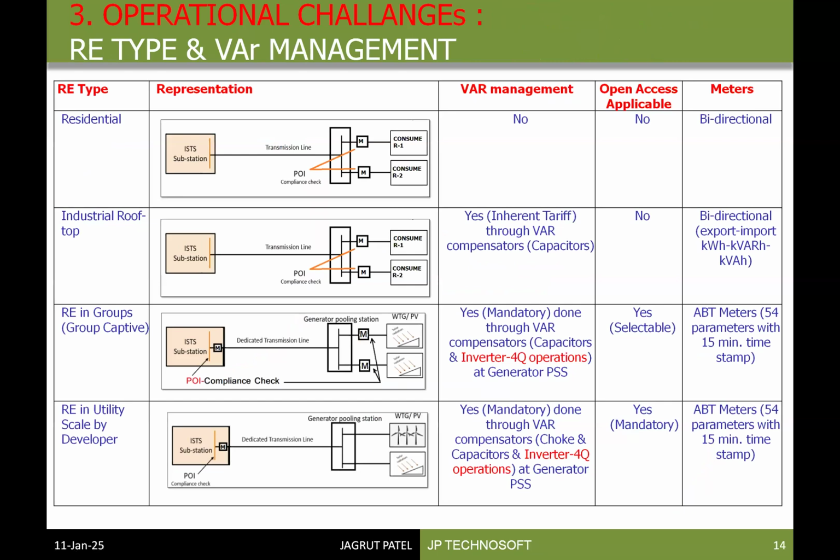Now, different RE types and their VAR management, reactive energy management. For residential, this is not applicable, as we discussed. For industrial rooftop, see, this is the mechanism. This is a grid substation, transmission line, and existing consumers are there. Industrial consumers have solar installed on their roof, so the meter is placed at their end only. They have to maintain reactive power consumption. As per the conventional method, it is usually maintained by putting up capacitors at their end. Open access is usually not available for these kinds of installations.